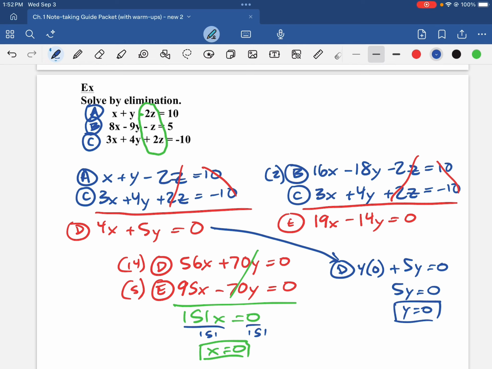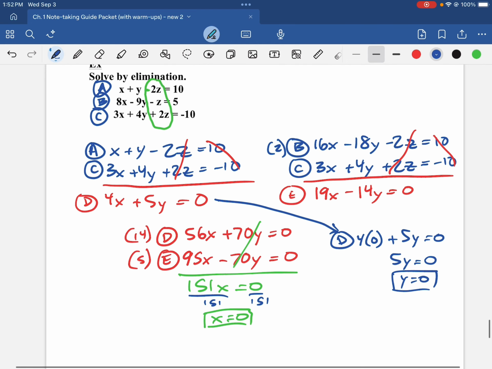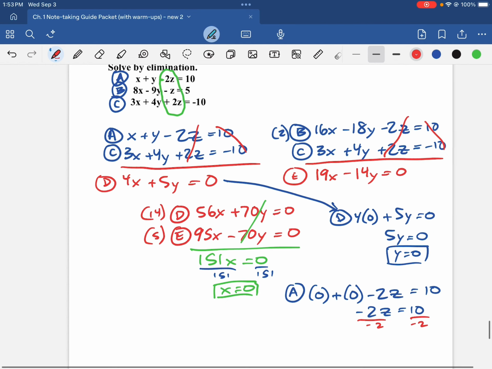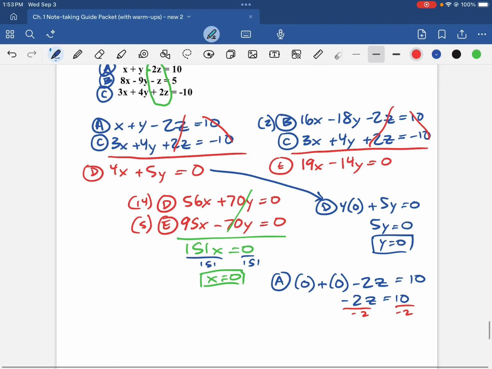And then I'll go back to one of the original equations. Doesn't matter which one, I'll just use equation A here. Let's see, I've got x was 0, plus y was also 0, and z, I don't know yet, but now I can find it. So that leaves me with negative 2z equals 10. Okay, and let's see, z then would equal negative 5. And now I've got x, y, and z.